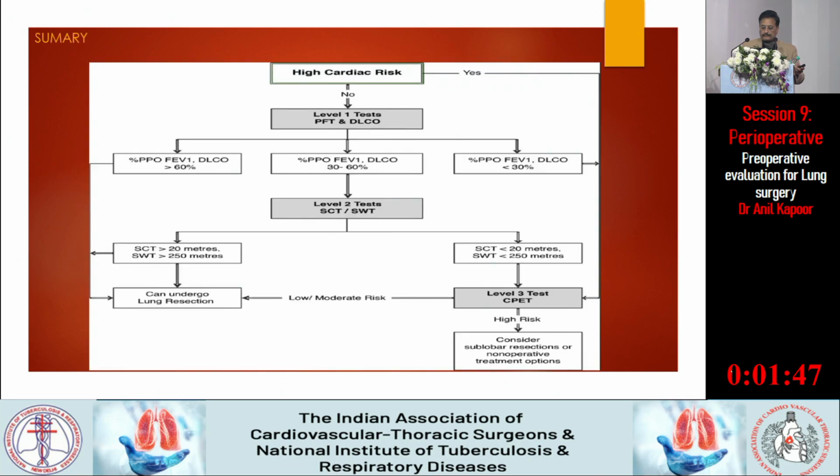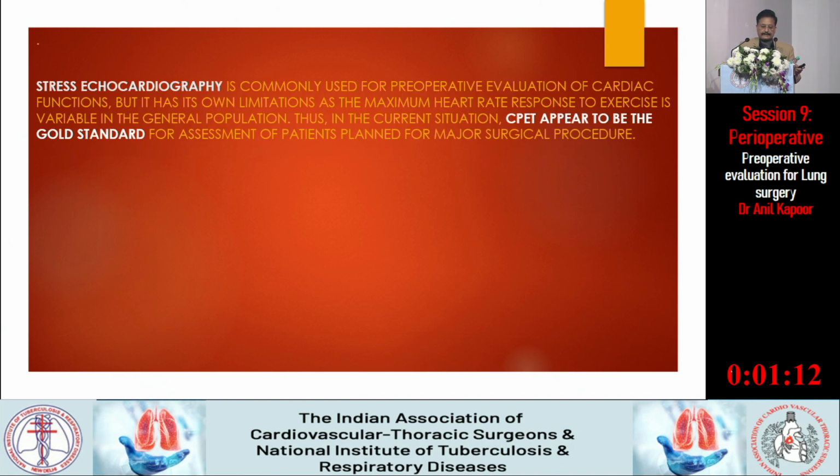So now, after having evaluated these, if the patient is a high cardiac risk patient, directly you go to level 3 investigation. If there are no cardiac high risk factors, then you do level 1 tests, and if it is mild, go directly to surgery. If it is moderate, then go to level 2 tests, and if it is high, then again you go to CPET. So the gold standard is CPET in case other things are not good. Stress echocardiography is also done, but in comparison CPET appears to be the gold standard.